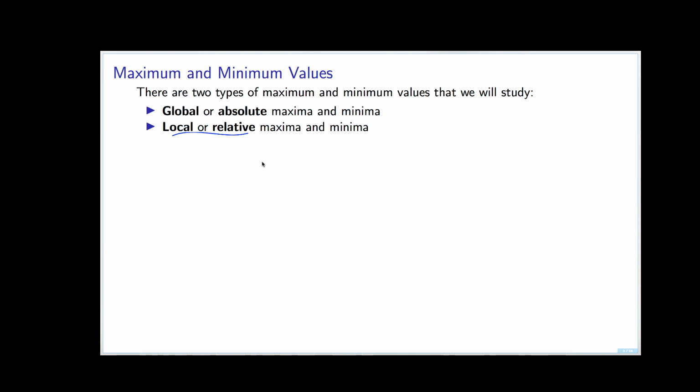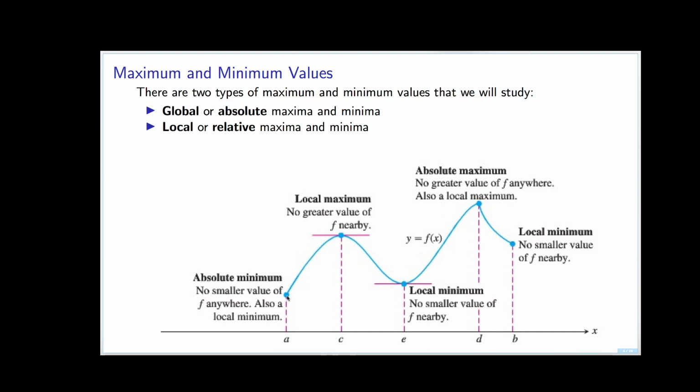So an absolute minimum or an absolute maximum occurs. An absolute minimum is when there's no smaller value of f anywhere on the graph, and an absolute max would be when there's no greater value of f anywhere on the graph. So absolute max means the largest overall value of f, absolute min means the smallest overall value of f.